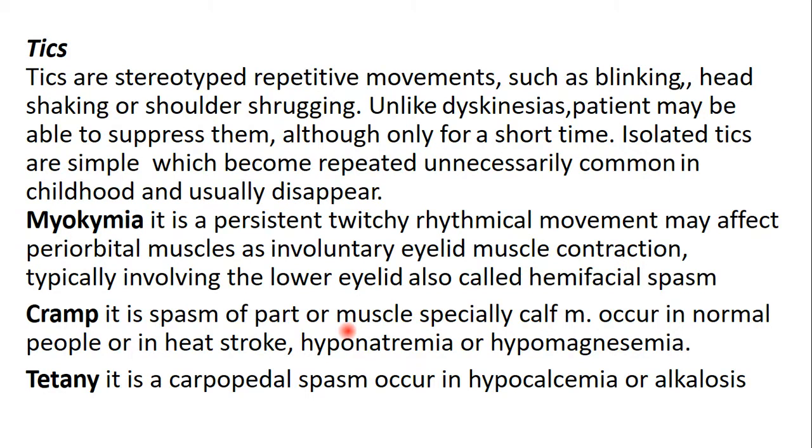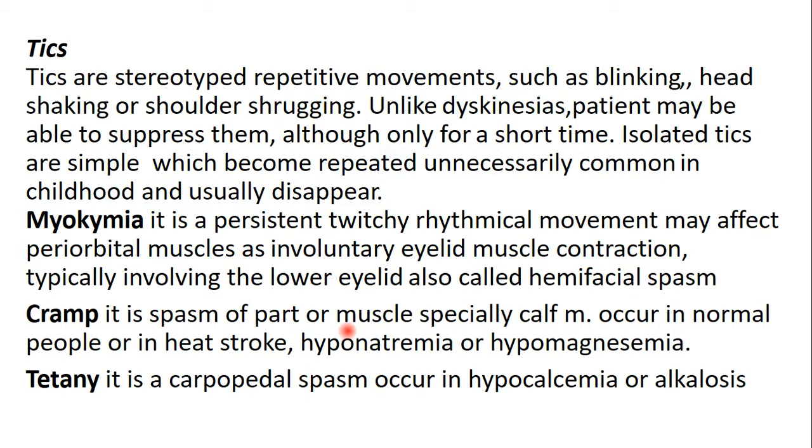Another abnormal movement disorder is tics. Tics are stereotyped repetitive movements, either very common ones such as blinking, head shaking or shoulder shrugging. Unlike dyskinesia, the patient may be able to suppress them. So it is like a voluntary movement, but the person is used to doing and repeating the movement, and it happens in everybody, although only for a short time. Isolated tics are simple, become repeated unnecessarily, and are common in childhood and usually disappear. Children sometimes have habits of moving their throat, nose, hands or lips. This is tics, which is repeated unnecessarily.